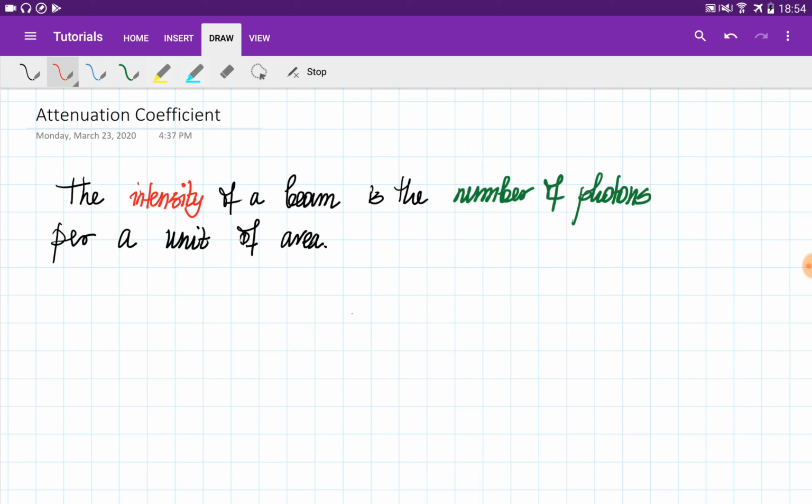For example, it's possible that I've got a beam which has 15 photons per 1 square centimeter, and another beam, the blue one, which has 10 photons per 1 square centimeter. So in this case, I say that the red beam is more intense than the blue one, even though the energy associated with the red beam is going to be lower than the energy associated with the blue one.